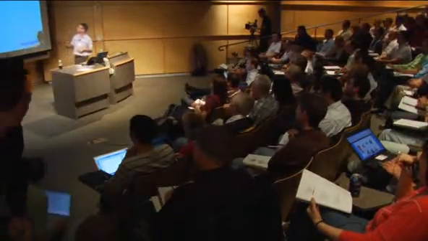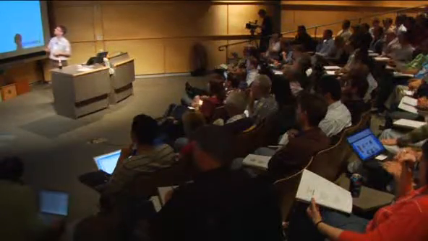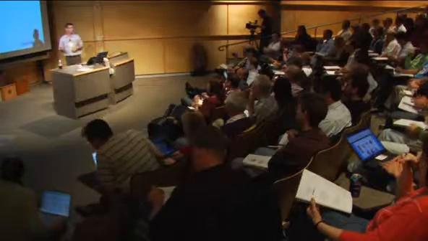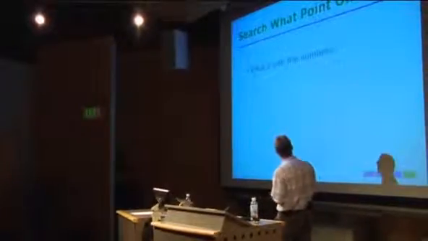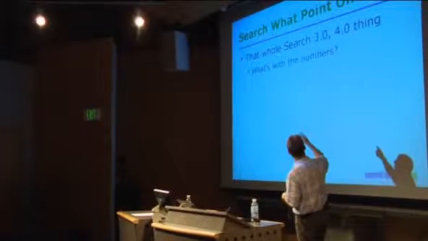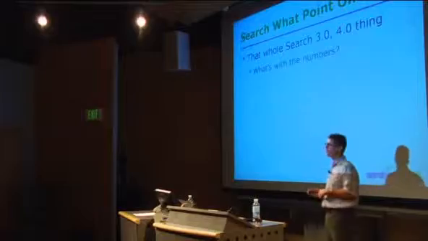Oh, nice. So I did this thing early this year. I started talking about Search 3.0, 4.0, 5.0, and I thought, well, maybe I'm freaking people out with these. Like, where did all these numbers come from, and how did I pull them out of my head?